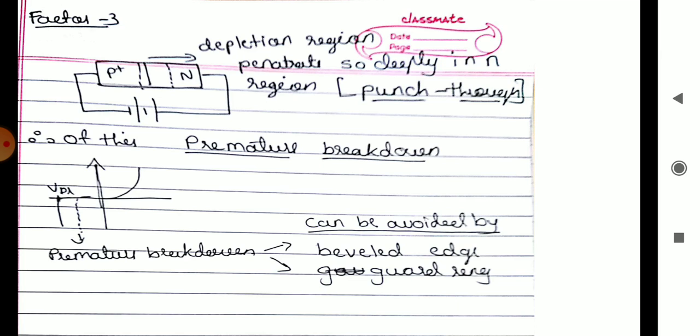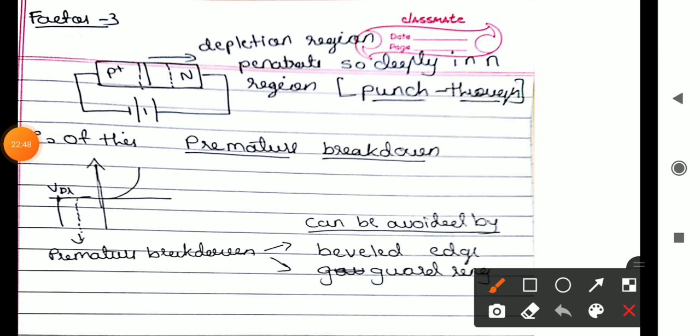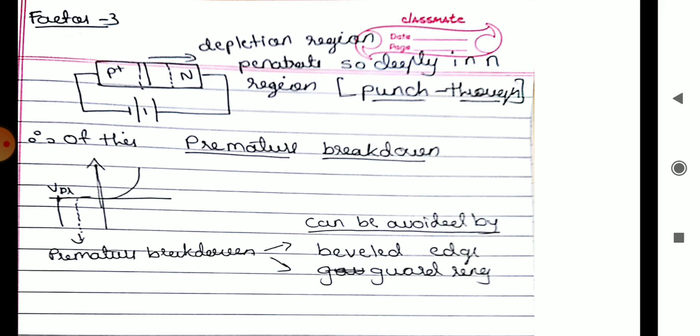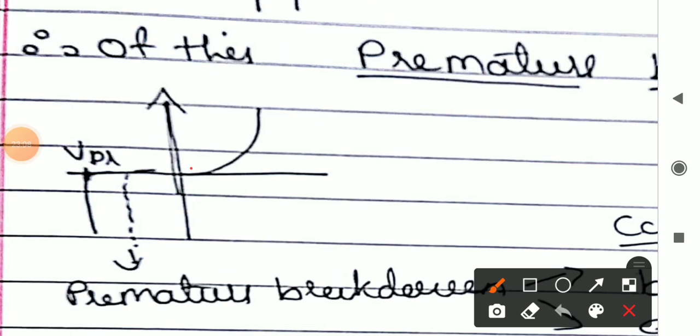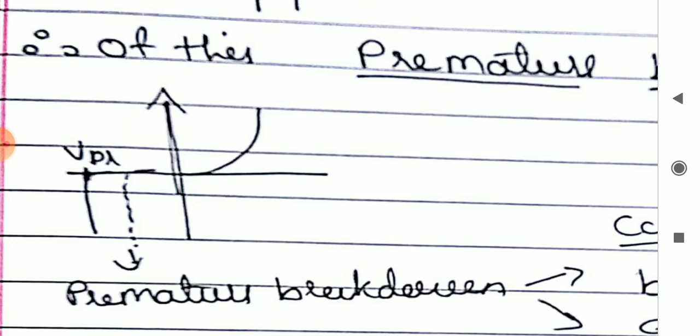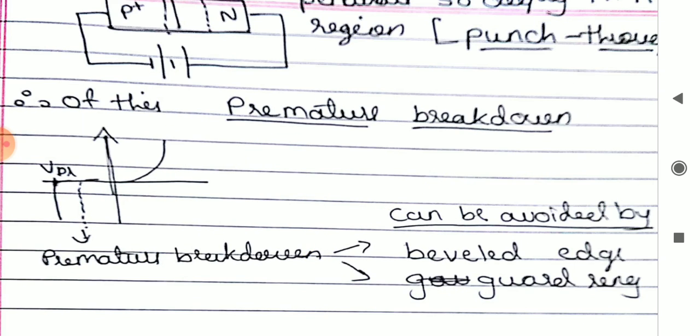Because of this punch through, what happens is, if VBR is the reverse breakdown voltage of this particular PN junction, it will break down at a lesser value of voltage itself. You can see from the graph, because of this punch through, the device will break down at a lesser value of VBR. So this VBR is a prescribed value that will be specified by the manufacturer. Because of this punch through process, premature breakdown will occur in the particular PN junction.